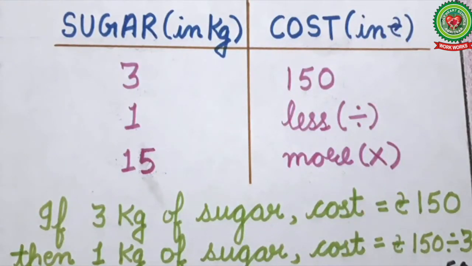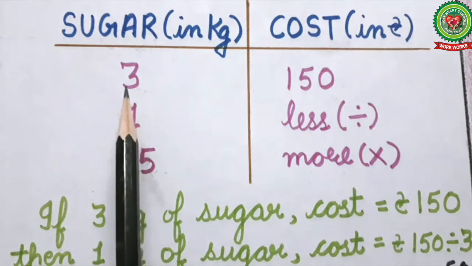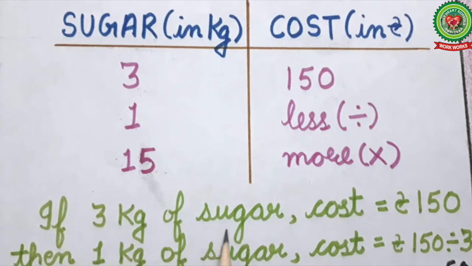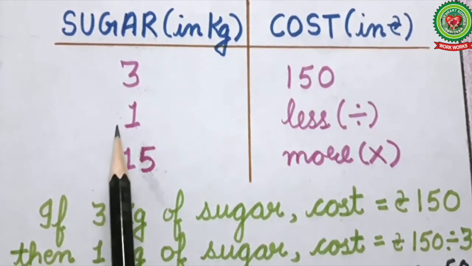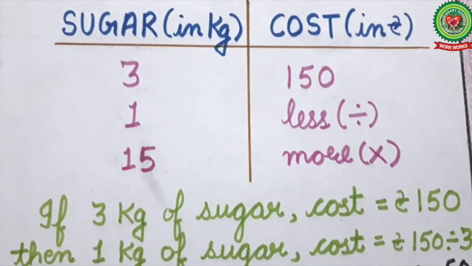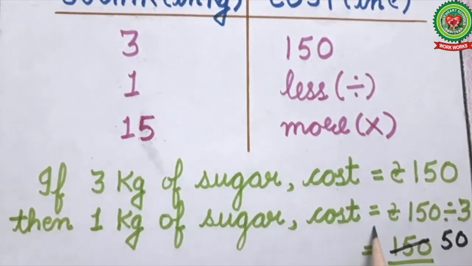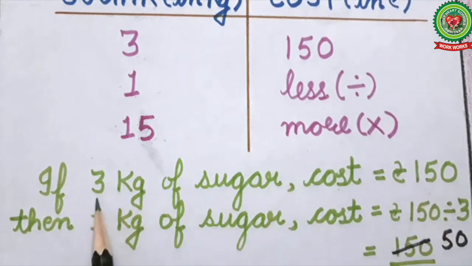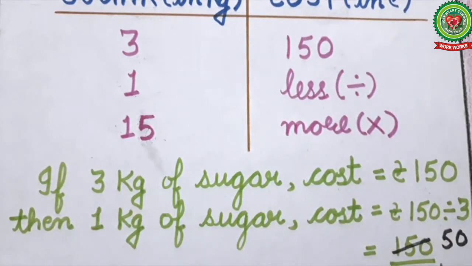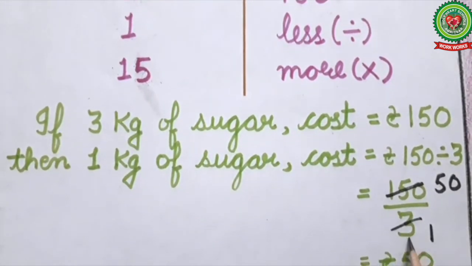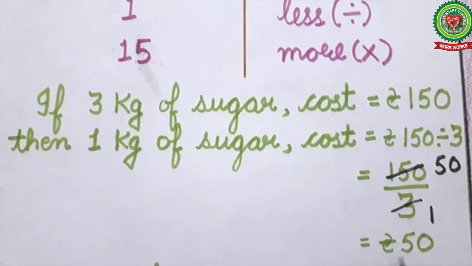Now let's move towards the calculation part. Here 3 kg cost is given, so let's start from it. If 3 kg of sugar cost rupees 150, then after that we'll find the cost of 1 kg by dividing. Then 1 kg of sugar cost is equal to 150 divided by 3. On dividing 150 by 3, we got rupees 50.